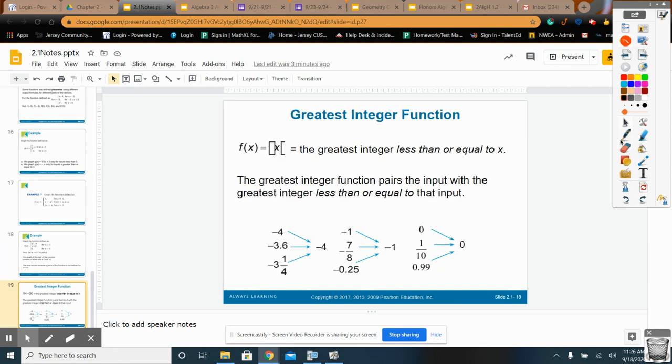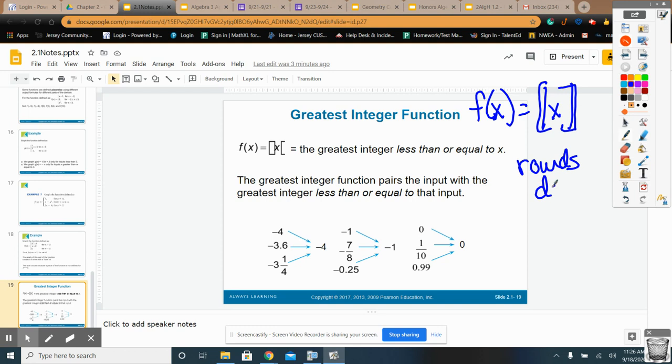And the last thing is this greatest integer function. And the symbols are a little bit messed up. It's more like this. And basically what the greatest integer function does is it rounds down. It's a round down function. Some people call it a stair step function.